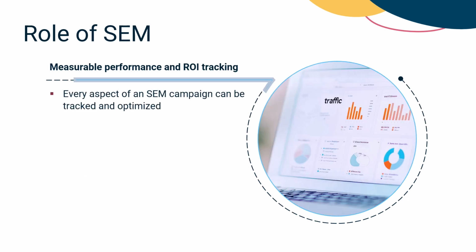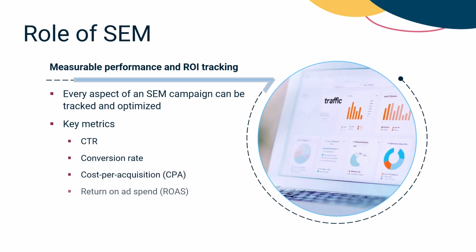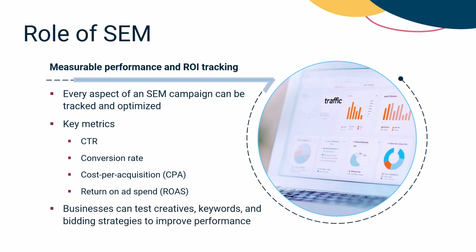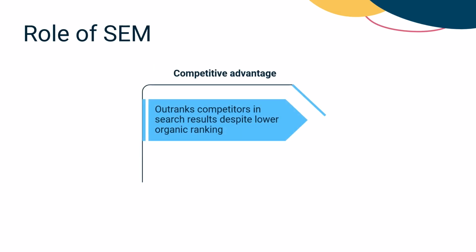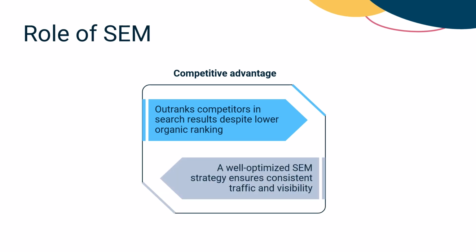Every aspect of an SEM campaign can be tracked and optimized. Key metrics include CTR, conversion rate, cost per acquisition, or CPA, and return on ad spend, or ROAS. Businesses can test different ad creatives, keywords, and bidding strategies to improve performance. Businesses that invest in SEM outrank competitors in search results, even with a lower organic ranking. A well-optimized SEM strategy ensures consistent traffic and visibility, helping businesses stay ahead of competitors.